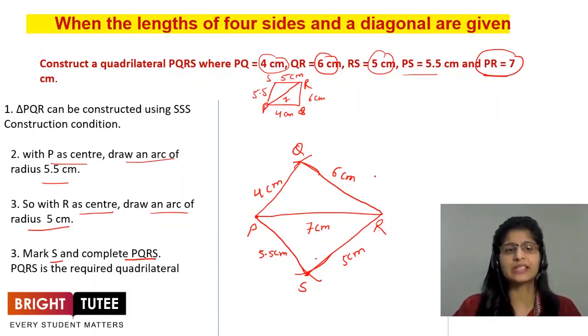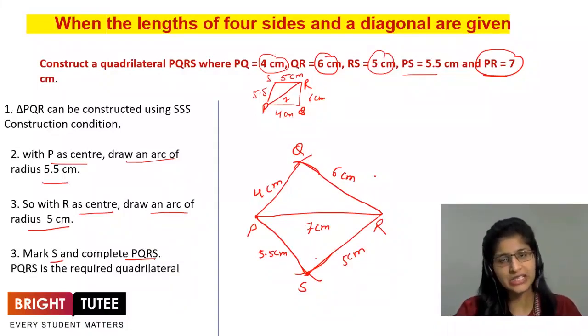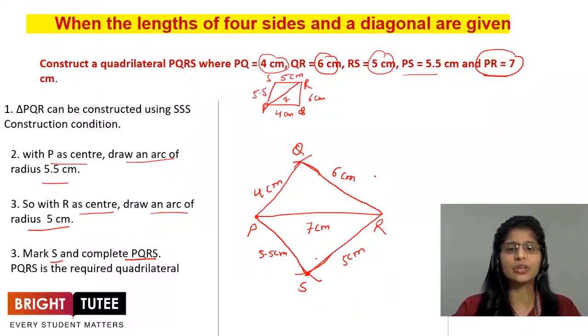So what you have to write, just take a line segment PR equal to 7 centimeter, or you can just write triangle PQR can be constructed using SSS condition, that is side side side. When 3 sides are given, you can construct that. So it is good if we write the statements starting from, let us take PR. Let's draw PR equal to 7 centimeter using a scale. Then second step, you can form arcs from point P and point R, keeping P and R as center, drawing the arcs of 4 centimeter and 6 centimeter respectively, and similarly the next steps.